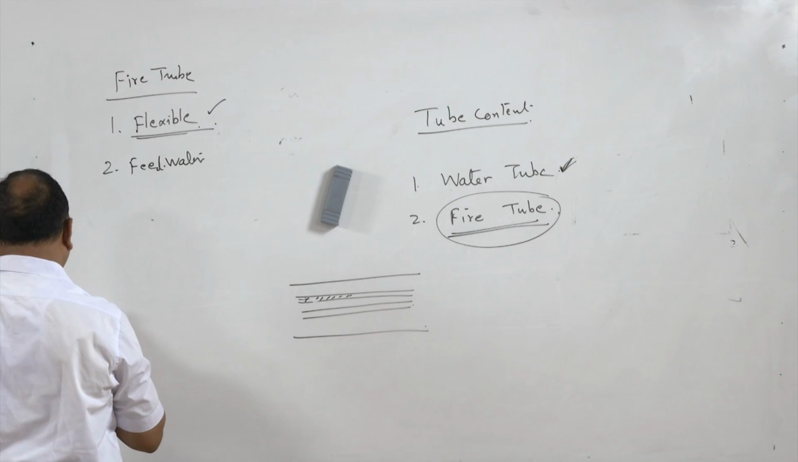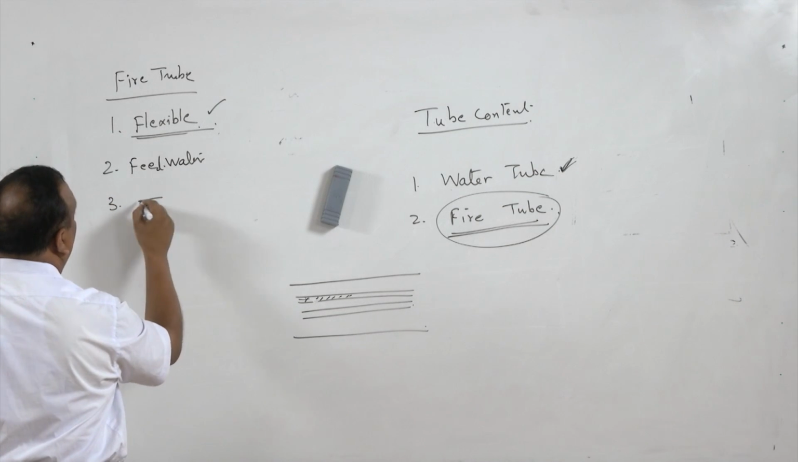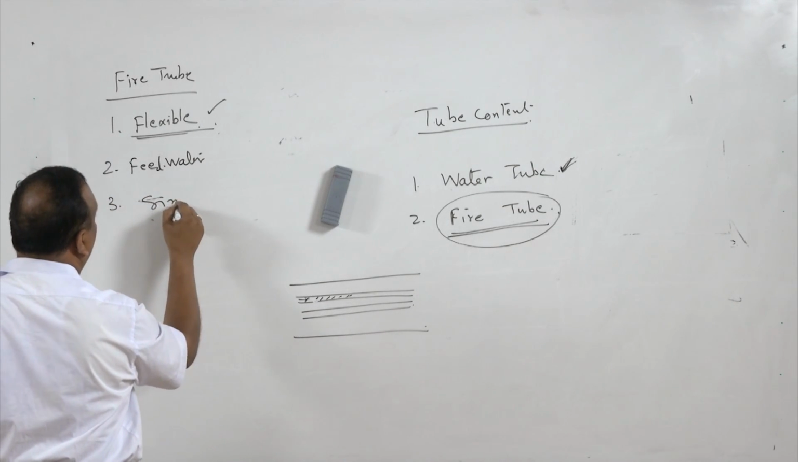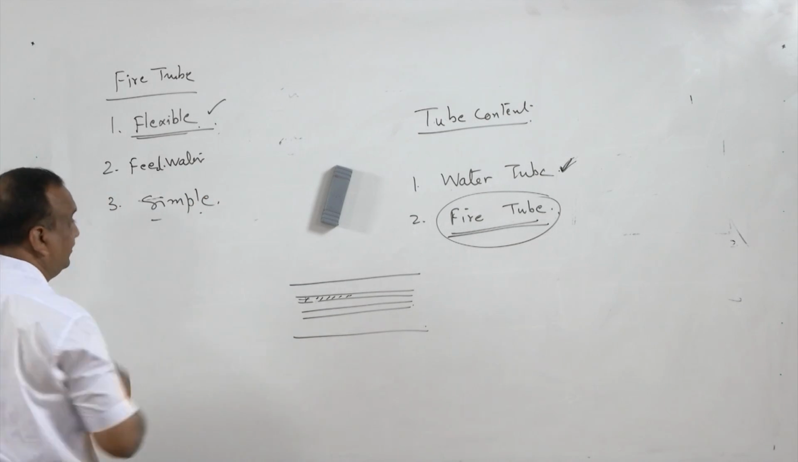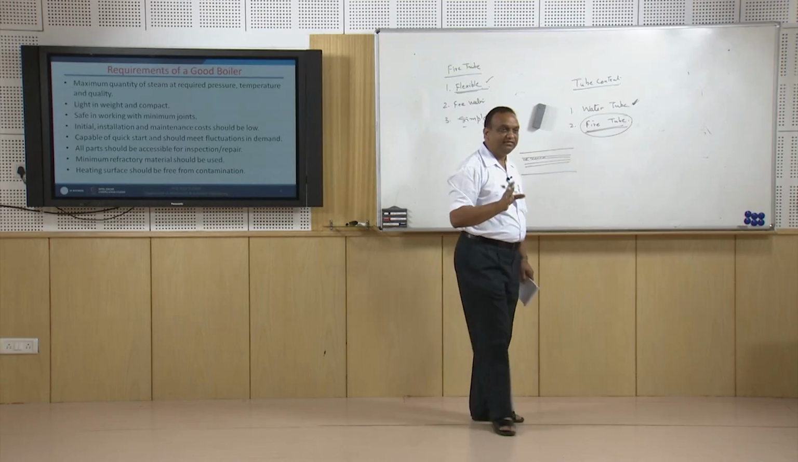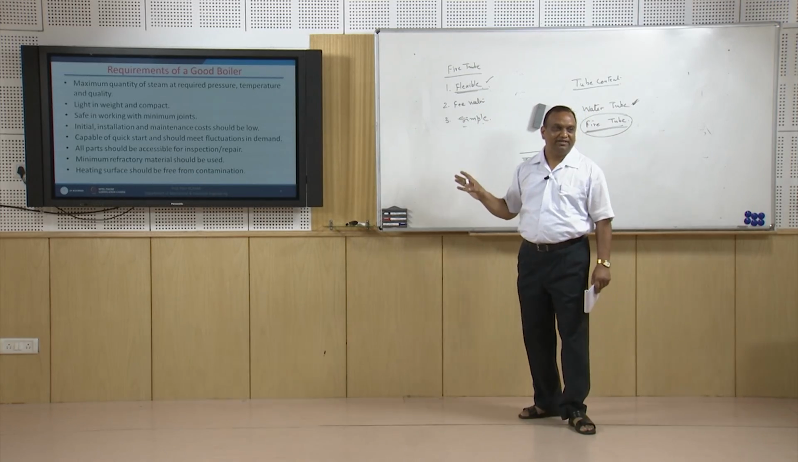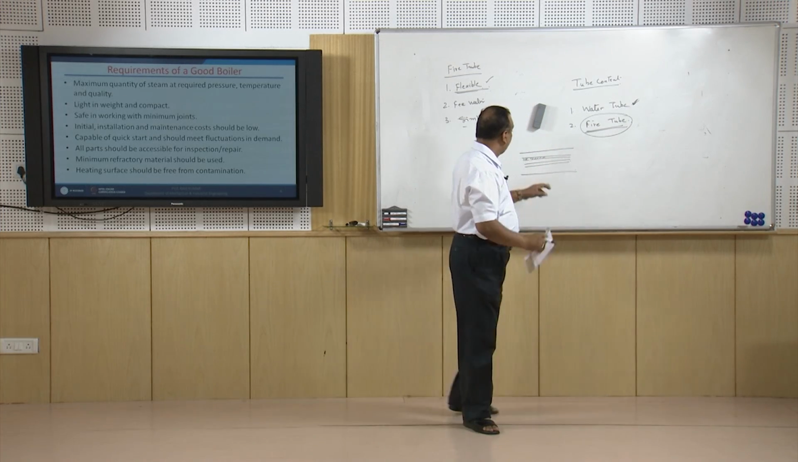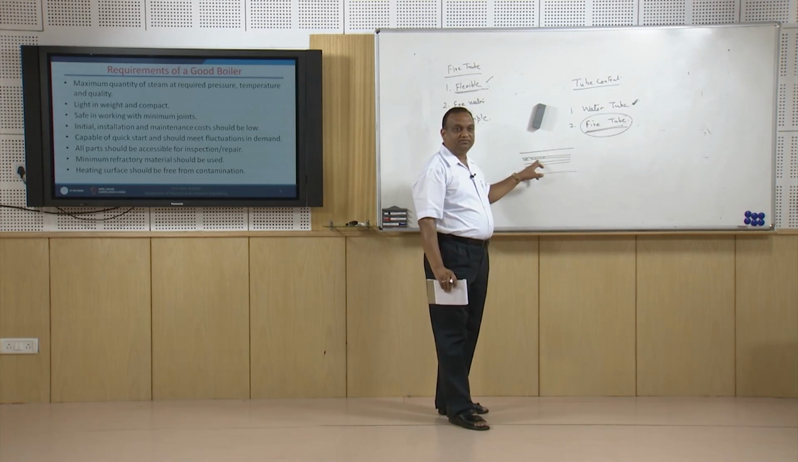And the third one is maintenance is low. Their maintenance is less. Why is maintenance less? Just simply saying maintenance is less will not make it less. It is less because in a water tube boiler scaling takes place.